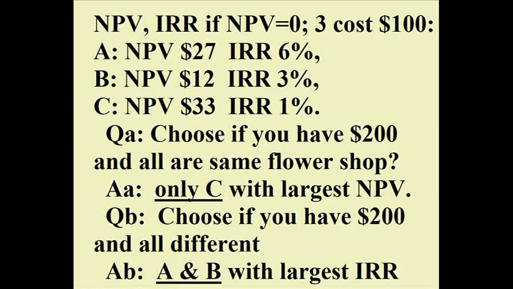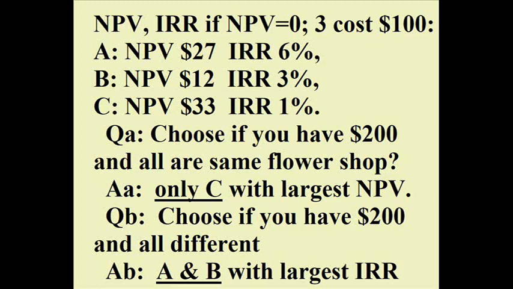What if you have a constrained budget? You don't have enough. Well, in that case, you would choose the one with the highest internal rate of return. Well, here we got 3 projects, A, B, C, net present values 27, 12, and 33, internal rates of return of 6, 3, and 1.